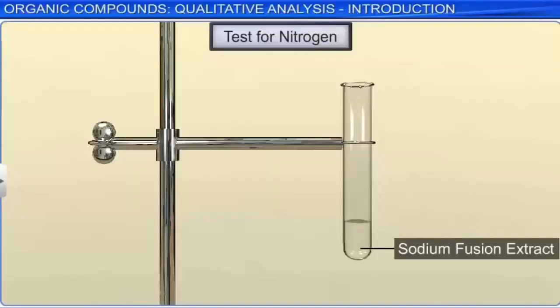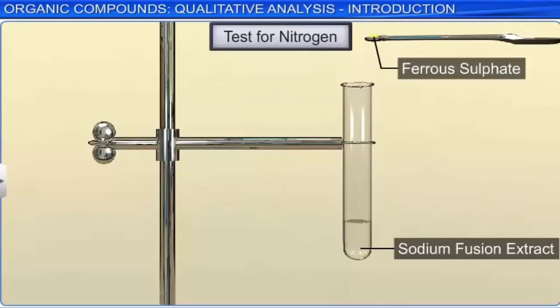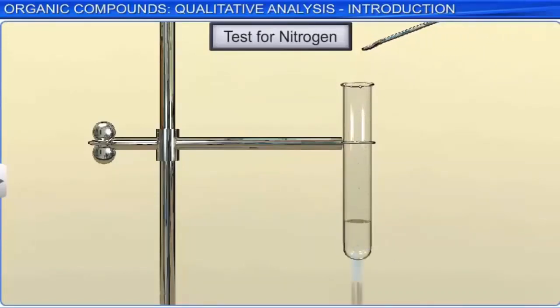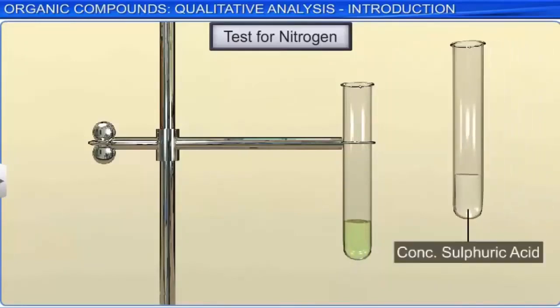Now, for the detection of nitrogen, a small amount of sodium fusion extract is boiled with a pinch of solid ferrous sulfate and then acidified with concentrated sulfuric acid.